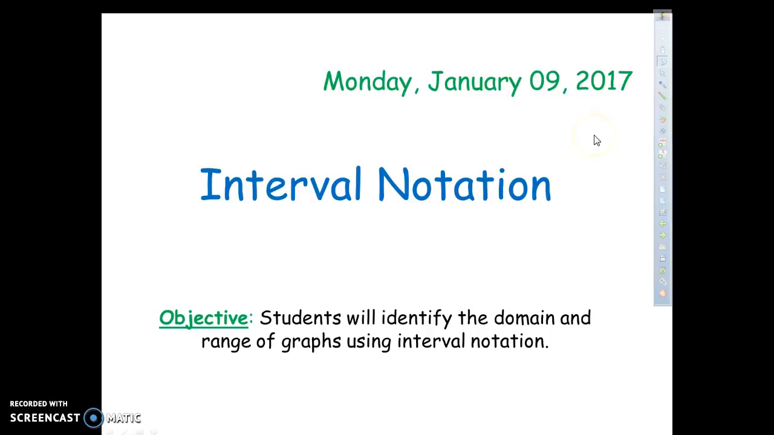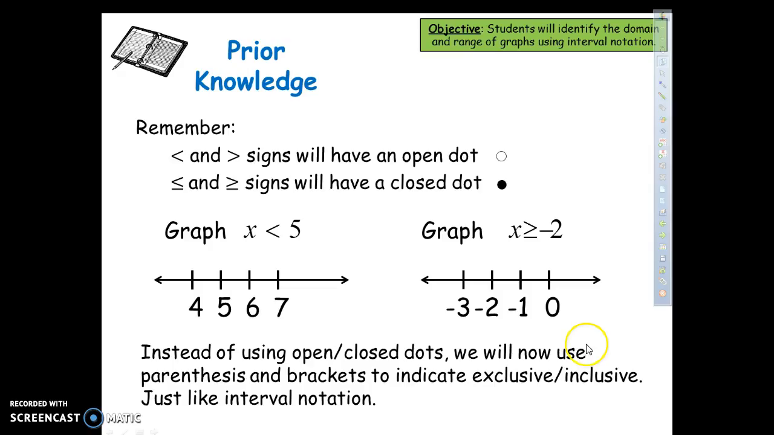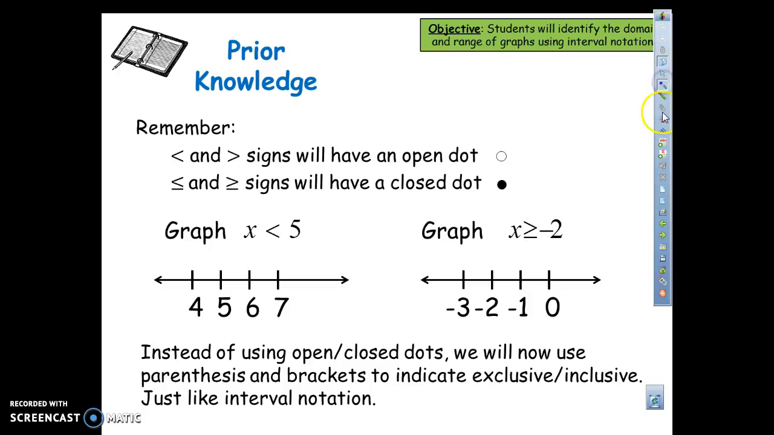Hello. In this video, we're going to go ahead and talk about interval notation. Our objective for today is that students will identify the domain and range of graphs using interval notation. And this is kind of a new idea that we're going to talk about: interval notation. For prior knowledge, in your notes, you have your prior knowledge.